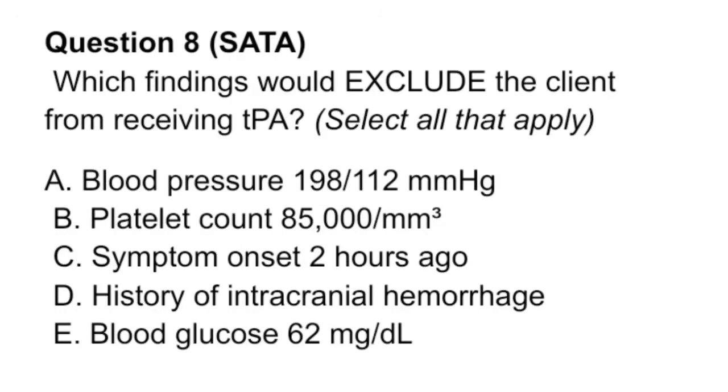Question 8. SATA. Which findings would exclude the client from receiving TPA? Select all that apply. A. Blood pressure 198/112 millimeters mercury. B. Platelet count 85,000 per millimeter cubed. C. Symptom onset 2 hours ago. D. History of intracranial hemorrhage. E. Blood glucose 62 milligrams per deciliter.